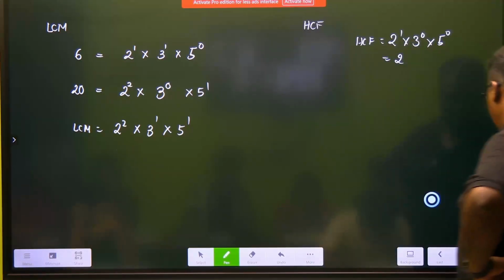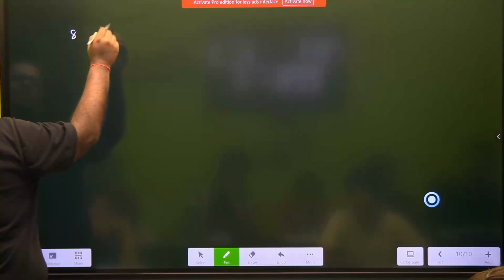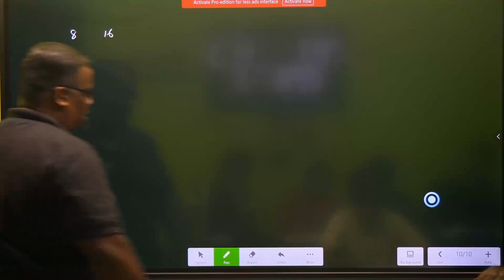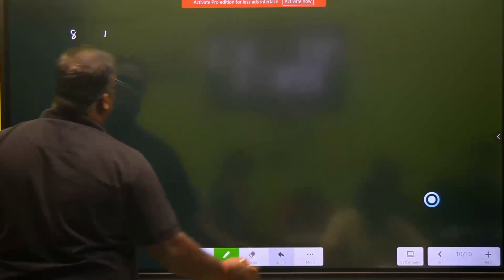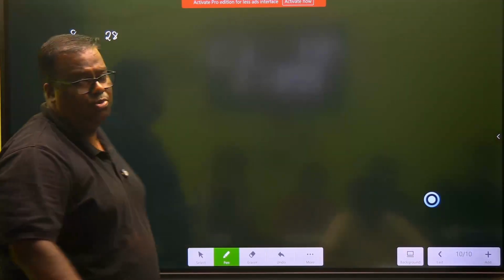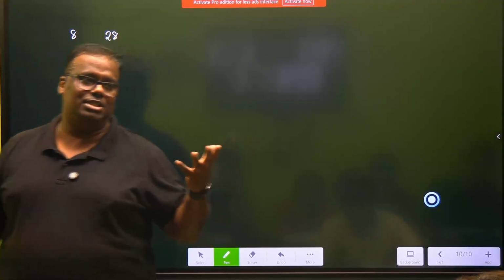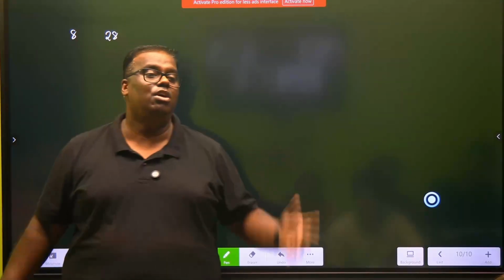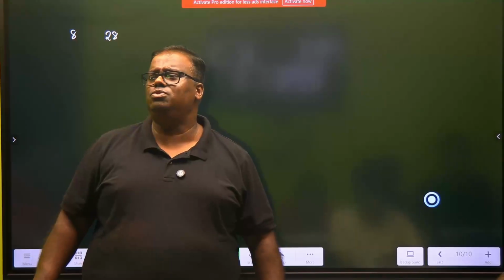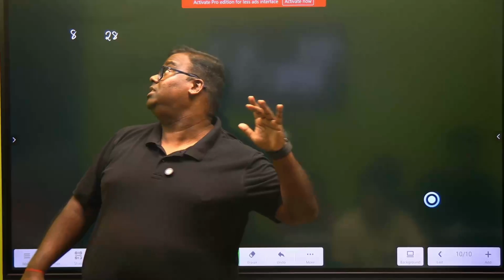Now let's see some more things about HCF. Okay, let's say we have numbers like 8 and say 16, not 16. 16 will not work, it won't be interesting. 8 and say 28. Okay, we are supposed to find out the HCF. What does HCF mean? HCF means highest common factor. Imagine 8 is one drum and the other number, 28, is also one drum that I have taken.